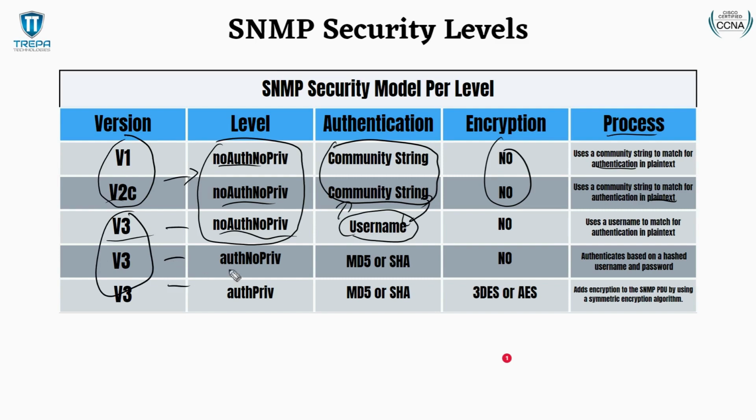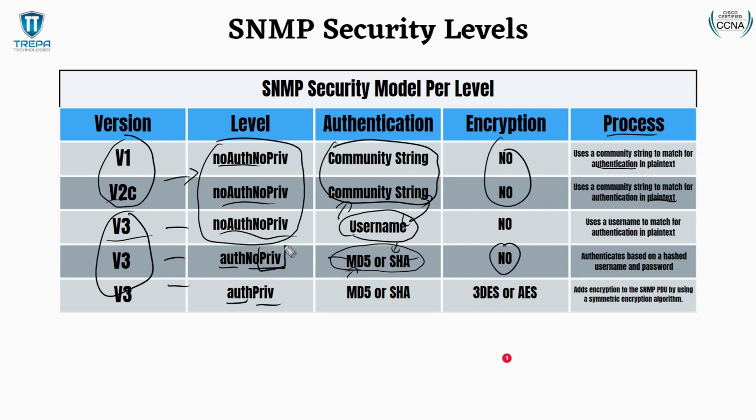You can actually set if you're going to have auth and no priv or auth and priv. So auth no priv is going to provide authentication on that username and password, using a hashing algorithm like MD5 or SHA. And you're going to want to use SHA because MD5 is vulnerable to collisions. But you're not going to get any encryption.